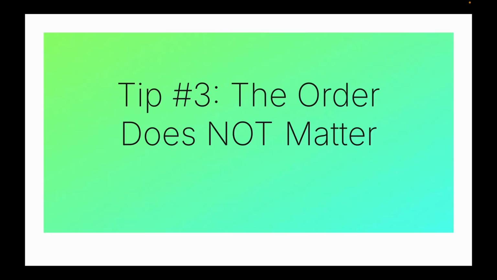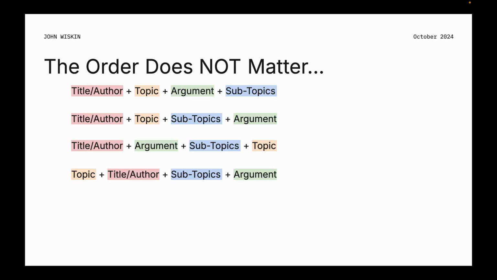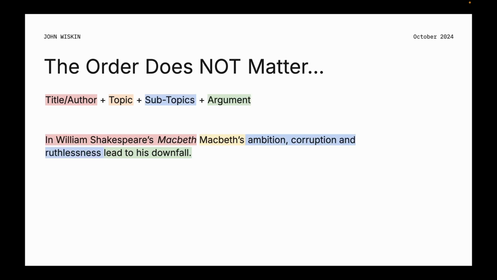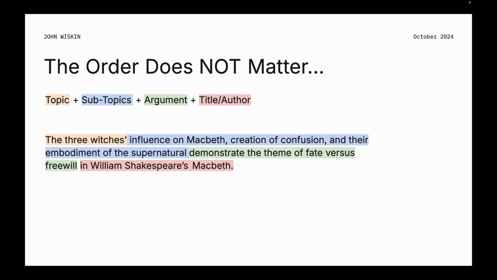However, I'm going to add one final tip here, that the order does not matter. You can do title, topic, argument, subtopics, flip around the argument and subtopics, put the topic at the very end or at the very beginning. The order doesn't matter, it's really what sounds good for you. For example, we could do title, topic, subtopic, argument. So in William Shakespeare's Macbeth, Macbeth's ambition, corruption, and ruthlessness lead to his downfall. Or you could start with the topic. The three witches' influence on Macbeth, creation of confusion, and their embodiment of the supernatural, the subtopics, demonstrate the theme of fate versus free will in William Shakespeare's Macbeth.